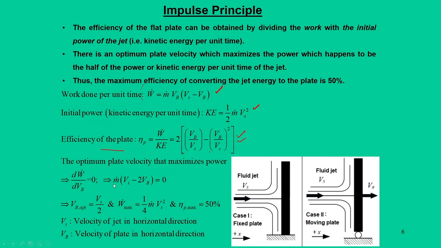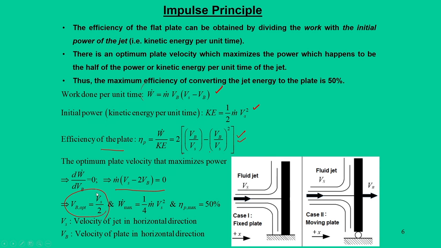To find the optimum plate velocity that maximizes the power, we can differentiate this work done per unit time with respect to plate velocity V b. By differentiating, that is dW dot by dV b equal to 0, we arrive at the expression m dot into V s minus twice V b is equal to 0. This gives the optimum blade velocity V b as V s by 2. That means, for the fluid jet of velocity V s, the optimum velocity for maximum power should be V s by 2.